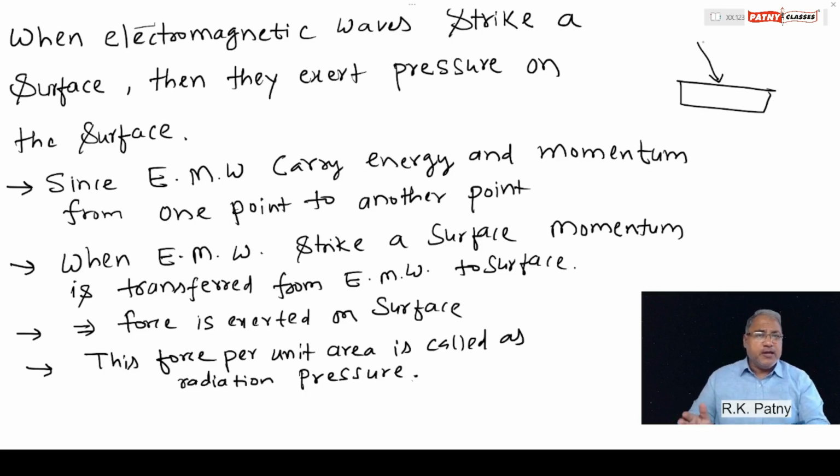And we know that the rate of change of momentum is nothing but force as per Newton's laws of motion. So pressure is exerted on the surface whenever electromagnetic waves strike a given surface. And the force per unit area exerted by electromagnetic waves is called radiation pressure. So the pressure exerted by electromagnetic waves per unit area is called radiation pressure.